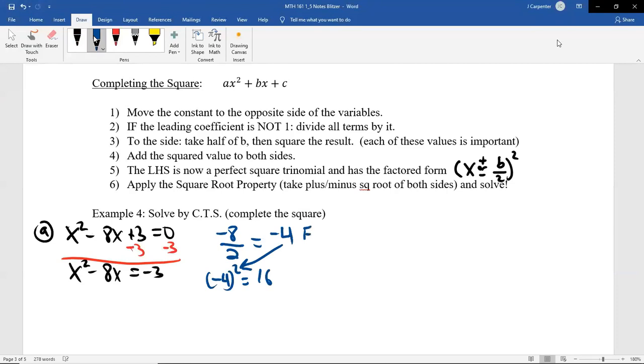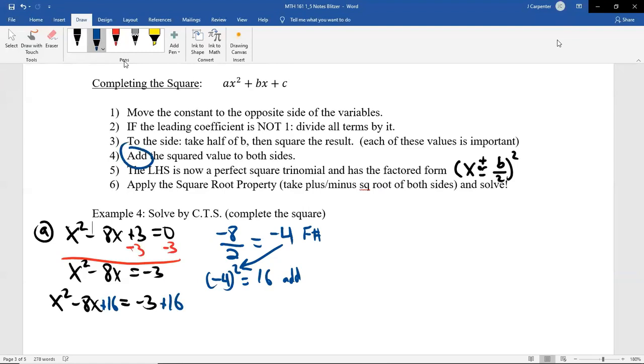This is what I call the F number, because it's the factor number. This will come into play last. The 16 is what we add to both sides. So our x squared minus 8x equals, I'm gonna leave some space, negative 3. We're going to add 16 to both sides.